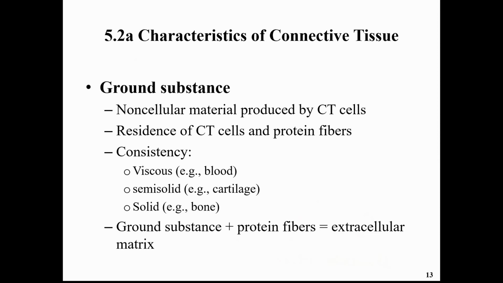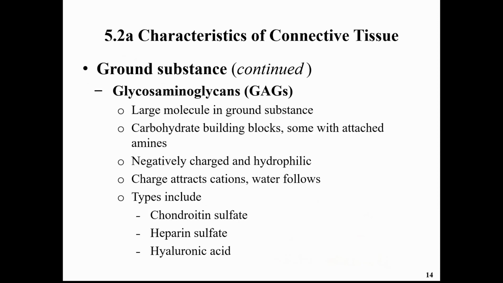Now, the cells that we find in connective tissue are living, but the extracellular matrix, meaning the ground substance and the protein fibers, are non-living. The cells are the caretakers of the ground substance and the fibers, which give our connective tissue its resiliency and strength. Other things we find inside of the ground substance are going to be glycosaminoglycans, also known as GAGs. They're large molecules that help hold on to water.